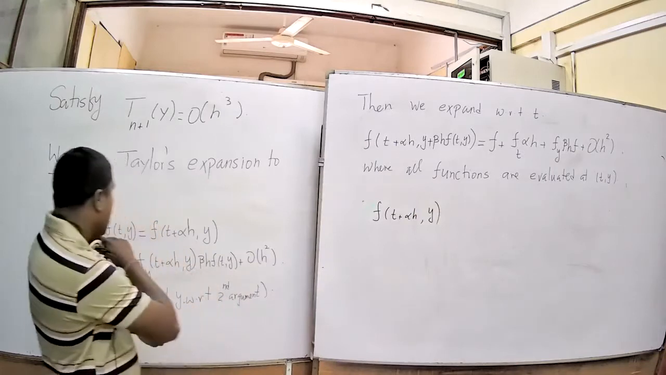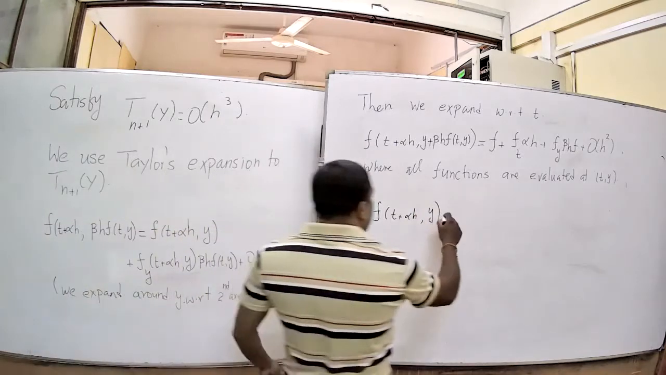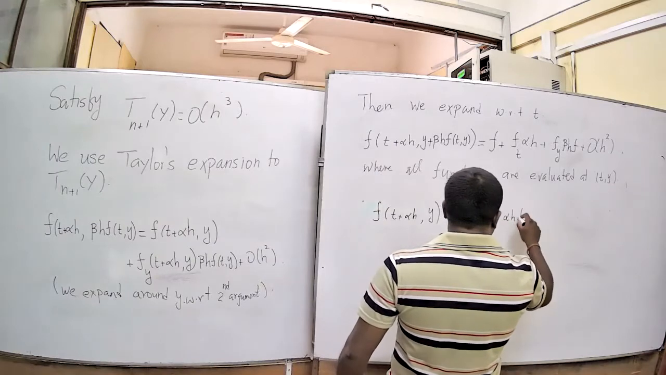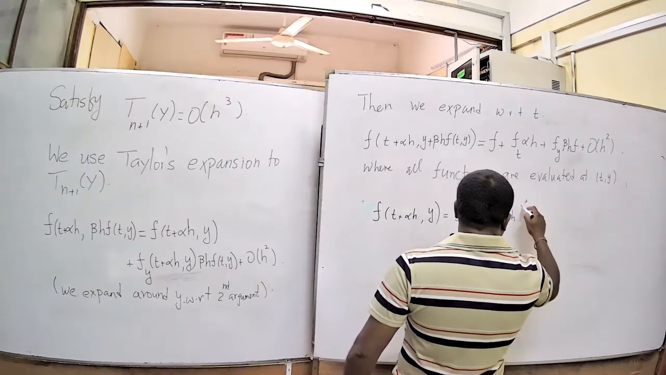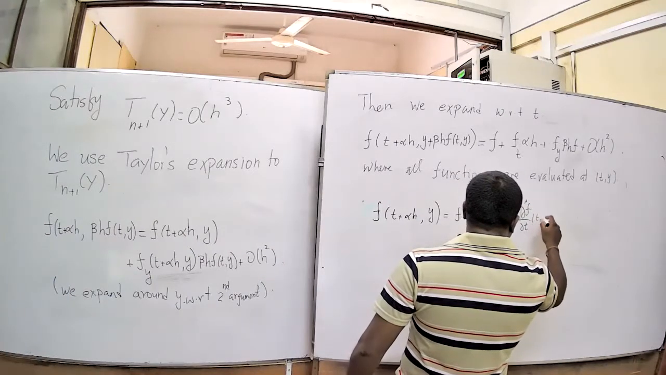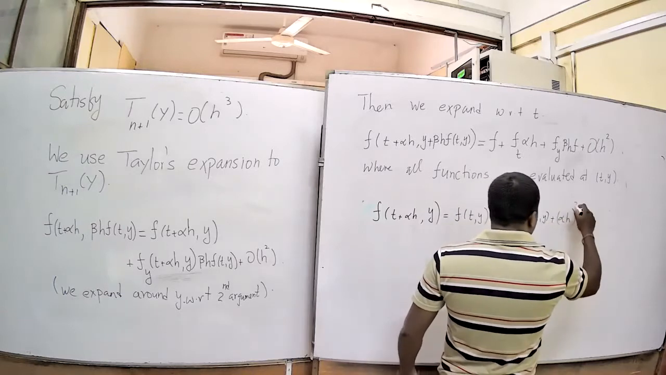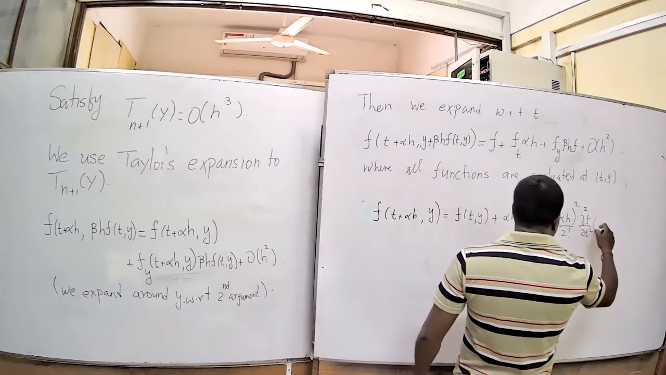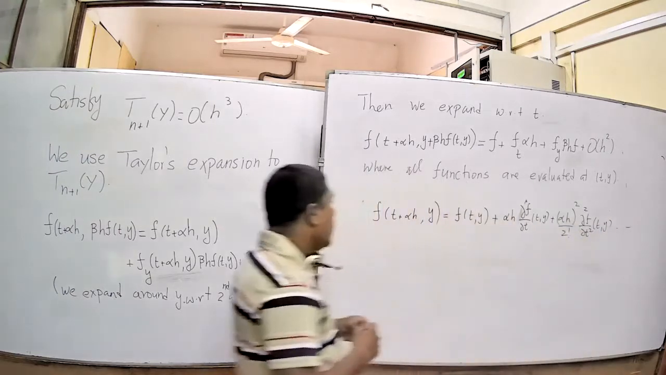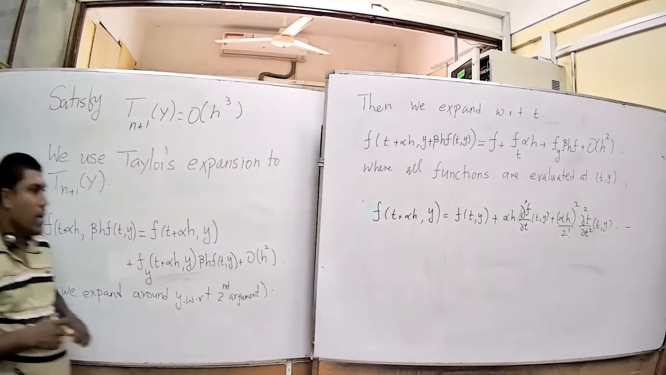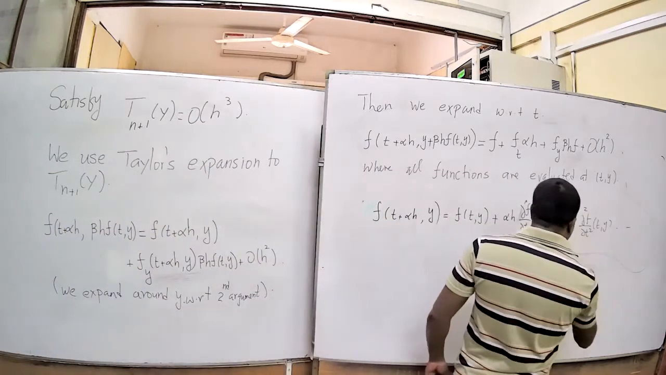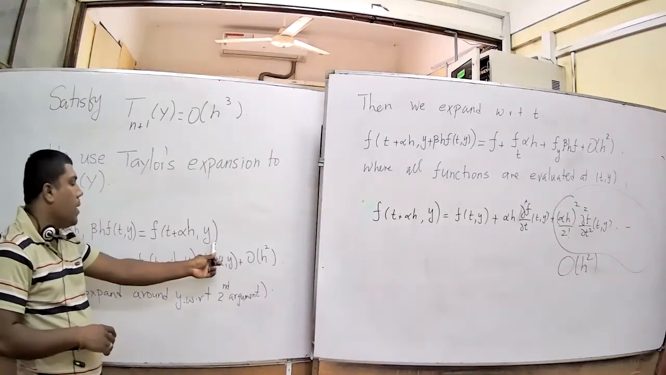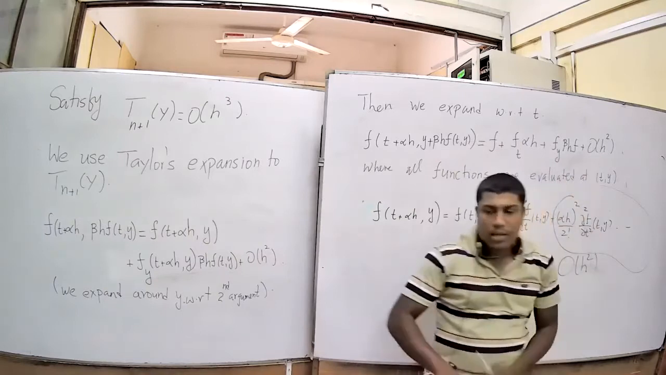If you want to expand this, you know that this is f of t comma y plus alpha h times f prime, that is df over dt at t comma y, plus alpha h quantity squared over 2 factorial times d2f over dt squared at t comma y, and you continue like this. Obviously, after this, all these terms are order h squared. You already have an order h squared, but when you expand this you have another order h squared, so you put it inside. So that's done.